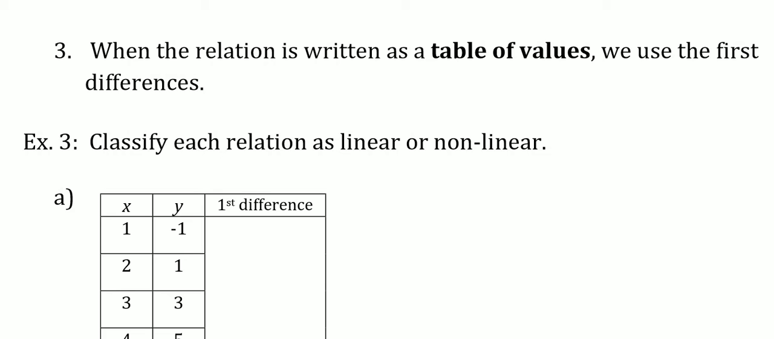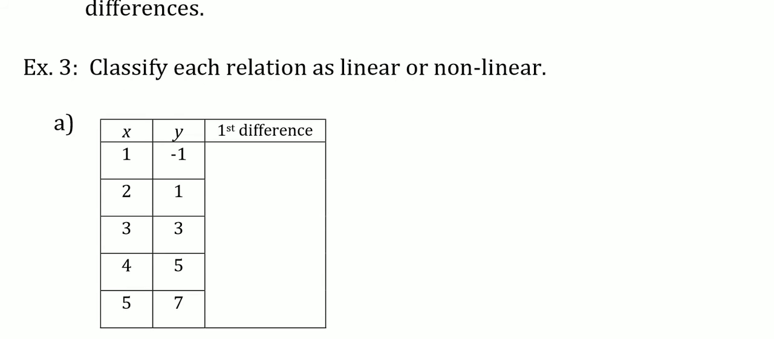Okay. So here we go. This one requires a little bit more work. We're going to decide if each relation is linear or nonlinear. When you're looking at a graph, you can't tell for sure. So what we're going to do is something called first differences. And all we're doing is looking for the change in y's. So notice how the x's are going up by ones. Up one, up one, up one, up one. Notice that?